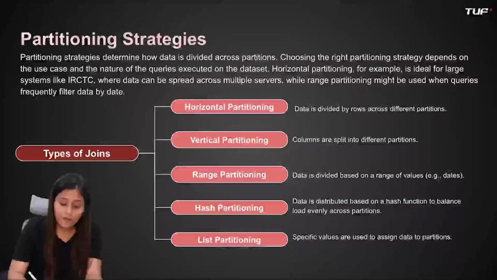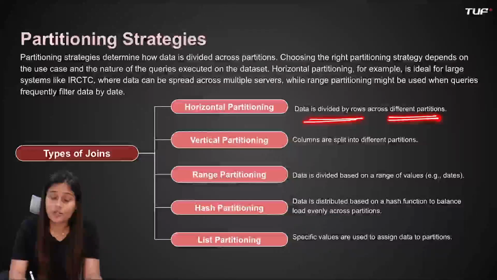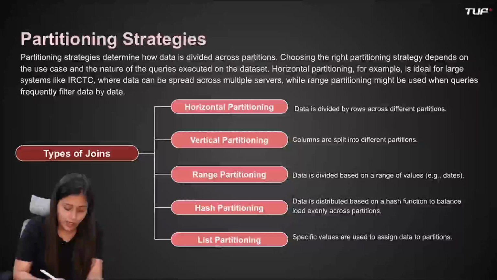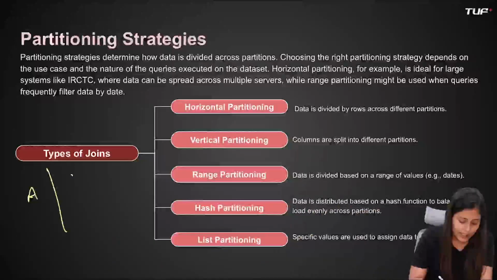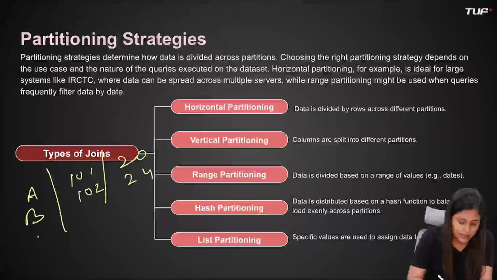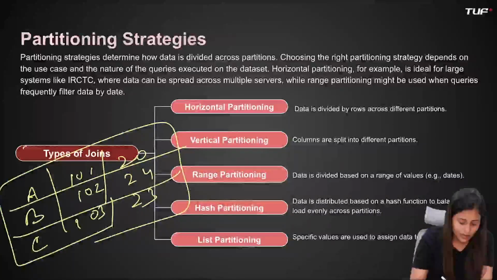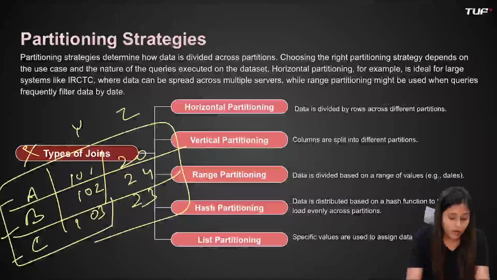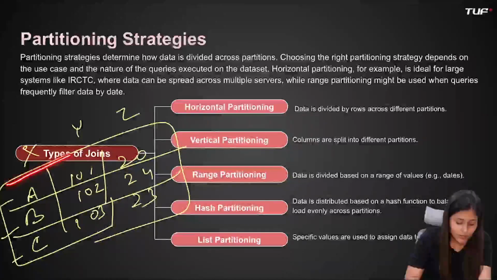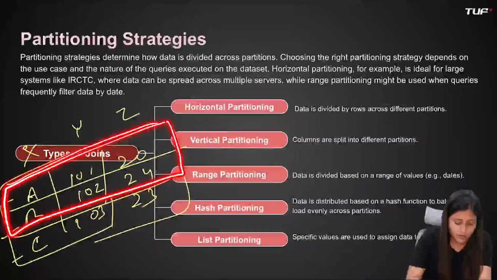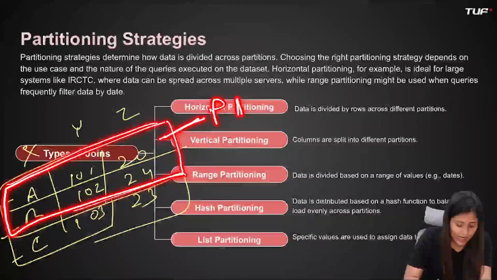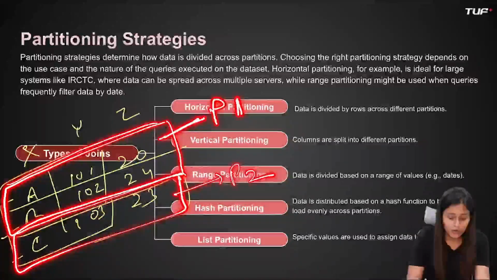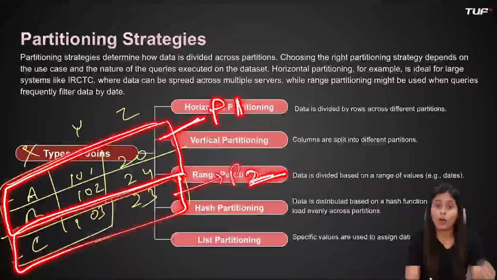In horizontal partitioning, we divide the whole database on the basis of rows. Rows means, if we have A, 101, 20; B, 102, 24; C, 103, 23, and these are our column names X, Y, Z, and we have 3 rows. In horizontal partitioning, we divide the rows such that the first 2 rows come in partition 1 and the next row comes in partition 2, right? So this is our horizontal division.